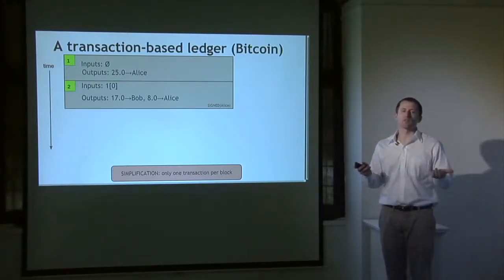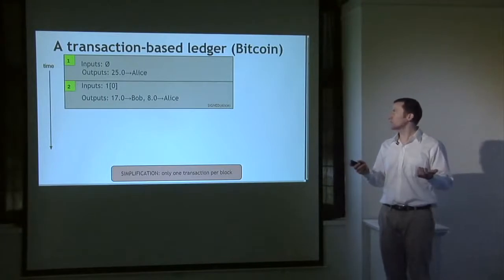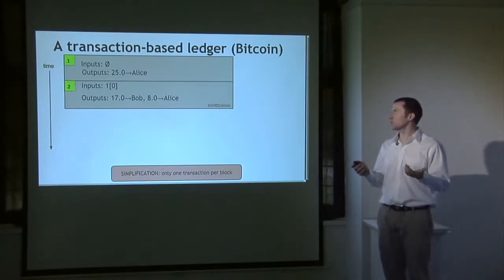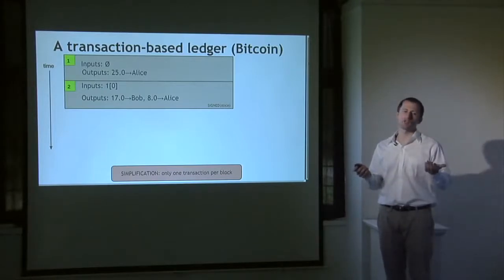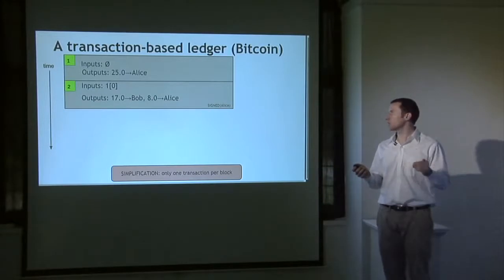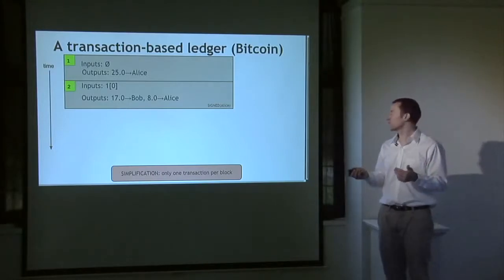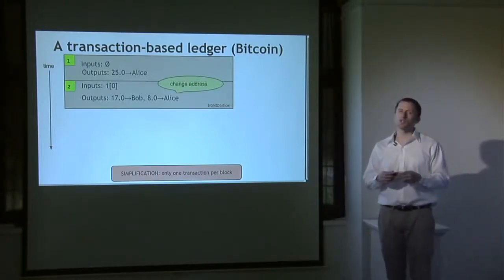And now you might ask, why does Alice have to send money to herself here? She's taken the 25 coins that were assigned to her in transaction 1. She only wanted to pay 17 to Bob, and she has to have a new output where 8 coins are sent back to herself, possibly to a different key, but to herself. So this is what's called a change address.